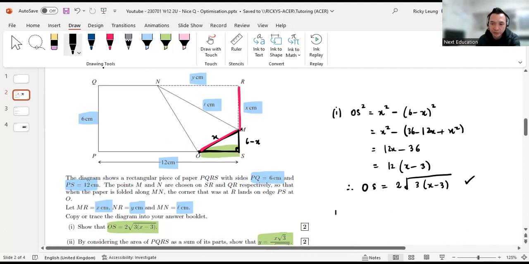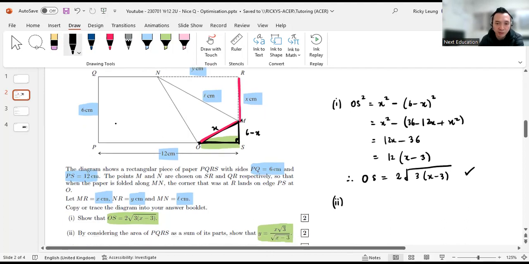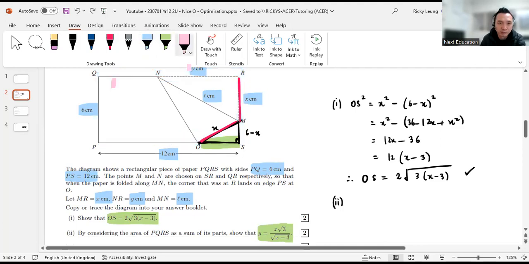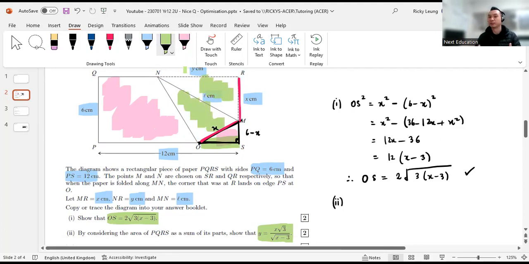Let's do question 2. That wasn't too bad, it was just Pythagoras. Now, question 2: by considering the area of PQRS and the sum of the parts, the total outer area is made up of 4 parts: a trapezium, a triangle, and two triangles that are exactly the same because it's the same folded. So when I find the area of a triangle, I'm just going to double it. So 4 pieces of area.